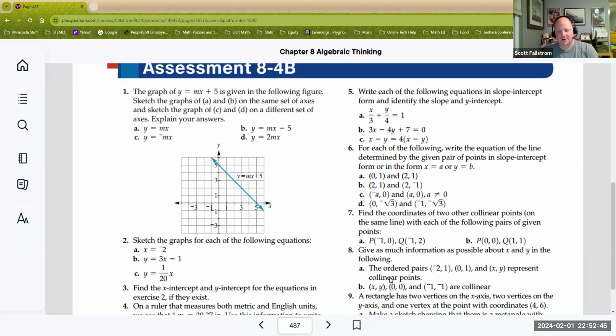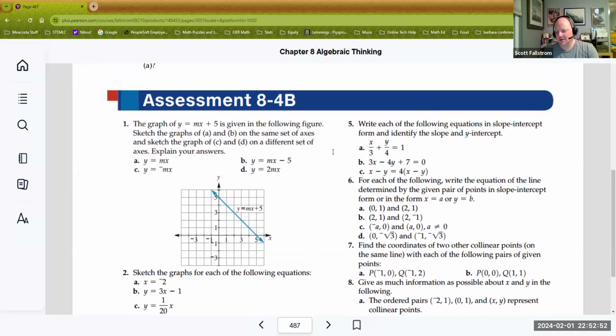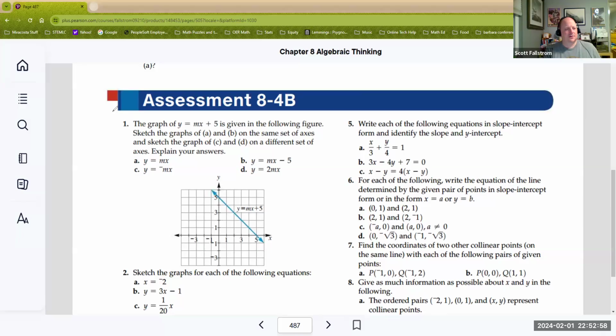Got some questions from 8-4. So we're going to take number 1 and number 5A. So number 1 right here, take a look at this equation. They've given us a graph of y equals mx plus 5. So as you look here, again, the slope is m.